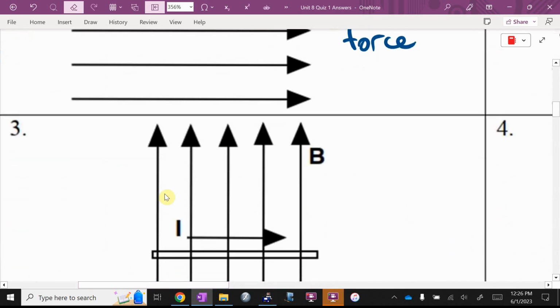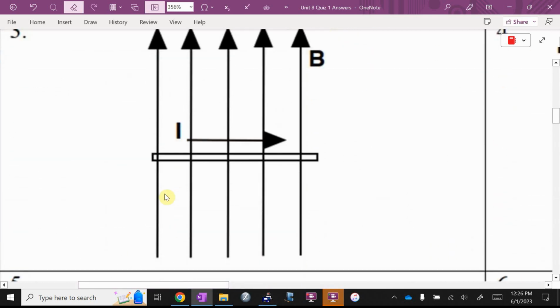Number three, current moving to the right. Magnetic field is straight up. Ooh, what direction is the force going to be here? How do I show out of the page? Or if I'm typing, it'll just be the dot without the circle because it's a pain to put the circle around the period.